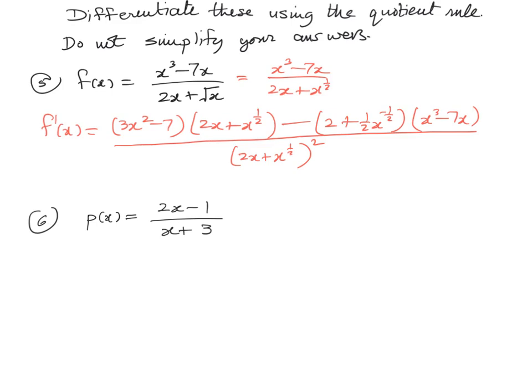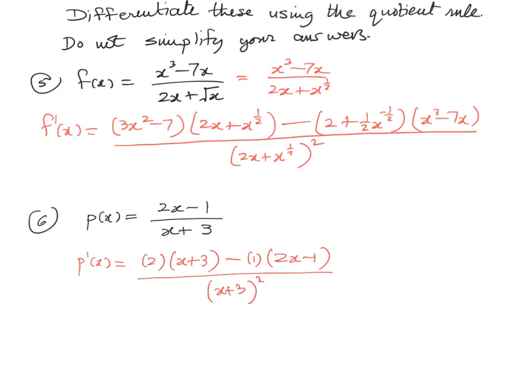So here's one more. P of x equals 2x minus 1 over x plus 3. I want to find p prime of x. So the derivative of the top, the derivative of 2x minus 1, is just going to be 2, times the bottom left alone, x plus 3, minus the derivative of the bottom, the derivative of x plus 3 is going to be 1, times the top left alone, 2x minus 1 left alone, all over the bottom, x plus 3 squared.